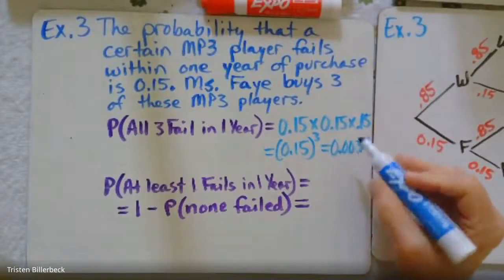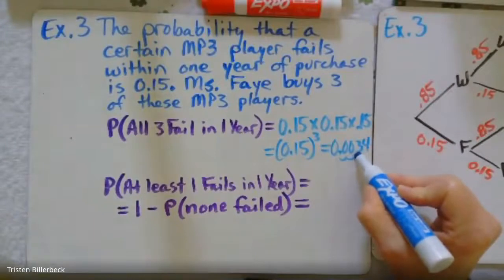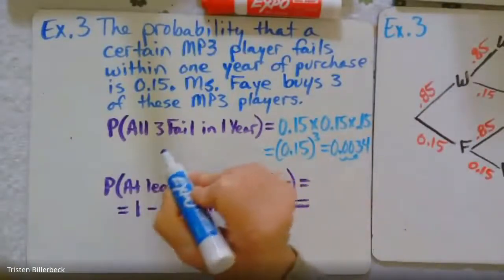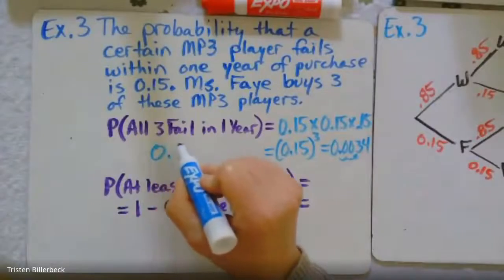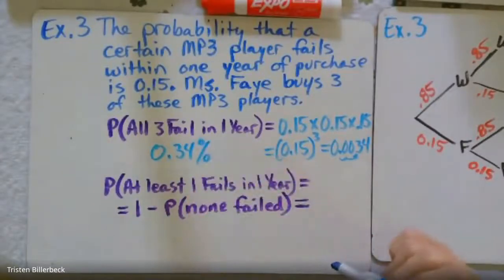So if we look at the percent of this happening, we move this over 2 spots. The percentage that this would happen would be 0.34%. Okay, that is not very much. That's a very small probability that all 3 would fail. So she's being very wise to get 3, so at least she has one of them working.